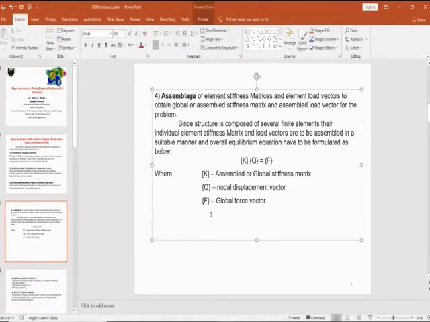Then all the element load vectors, small f, f1, f2, f3 up to f10, are assembled together to obtain a global or assembled force matrix or force vector. Why is it called a vector?